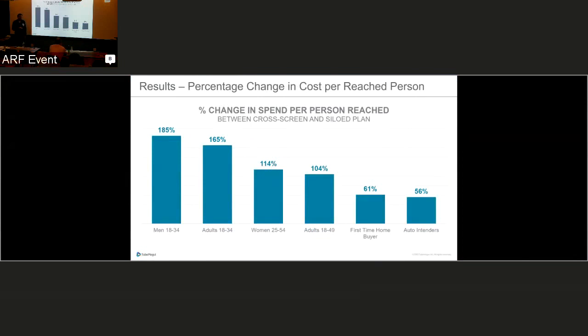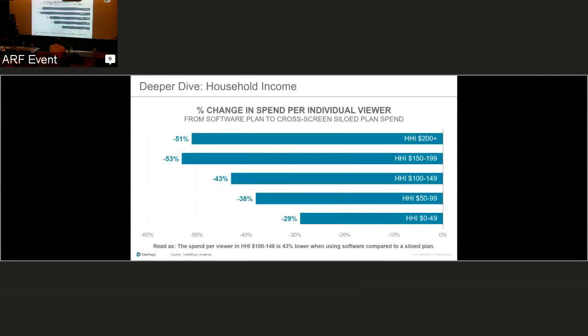Now, there's also a lot of variance here, right? In this case, millennial males are very, very expensive relative to the planner. Auto intenders, more expensive, but not dramatically more expensive. I mean, 50% is pretty big, or it would be if you weren't bringing it to 185%. So there's also a lot of variation in the way these groups were priced. And we can talk a little bit about that.